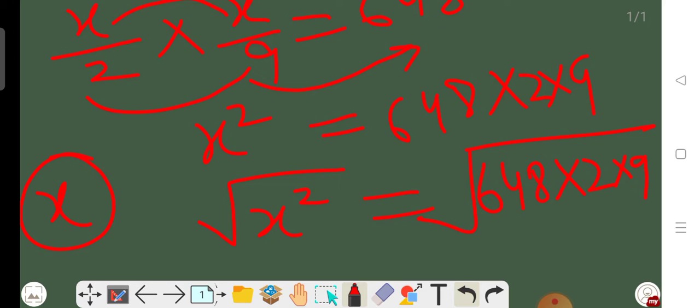Clear? Now to find the value of x, we can write beta, x is equal to under root 648 multiplied by 2 multiplied by 9. Now we have to find the square root of this part. To find the square root of this part we have to factorize 648 into its prime factors.